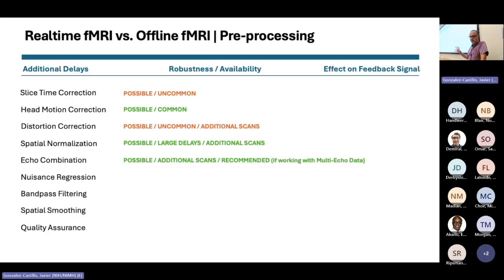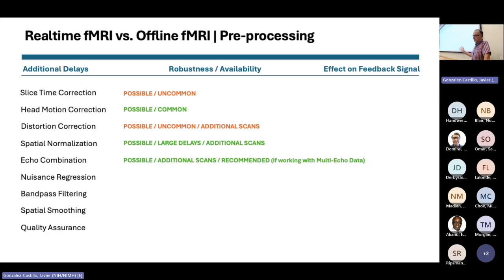Then there is all the stuff about spatial normalization. Again, it's not that in real time you want to bring your data to MNI space, but you might have things in MNI space that you might want to use to inform your decision of which ROI you want to fit to the subject. Or maybe you did some scans a few days back in which you fully characterized some particular aspect of a person, and you want to use that information in this particular session to drive the feedback. So a lot of it is about spatial normalization, echo combination.